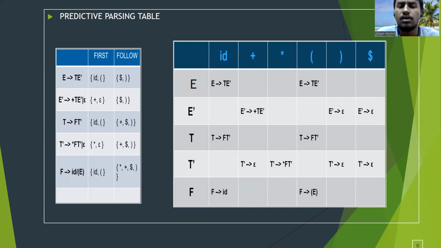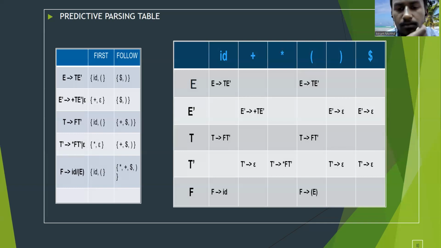For the E non-terminal, we'll write E goes to T E dash in the ID column, as first of E contains ID. In the opening bracket column we'll also write E goes to T E dash, as it is in the first of E. Similarly, we'll write for E dash: E dash goes to plus T E dash, as E dash consists of plus. And as E dash consists of the epsilon symbol, we'll add E dash goes to epsilon in the closing bracket and the dollar columns.